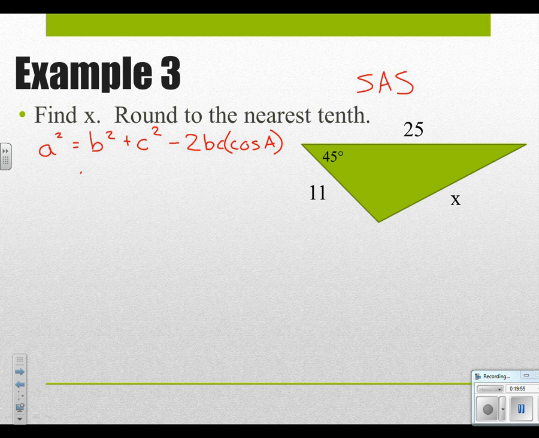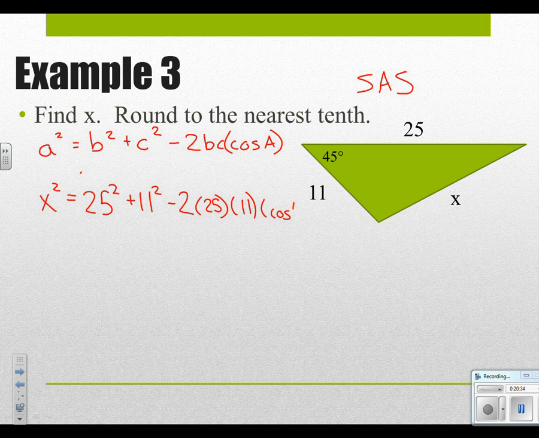In our case, we're not finding a though, are we? We're finding x. So that's going to go there. X squared. What could the b equal in this case? Could be the 25, sure. So 25 squared plus 11 squared minus 2 times, what did I already plug in for b? So that's going to go here. What did I already plug in for c? And then times cosine of, what's our angle A then?